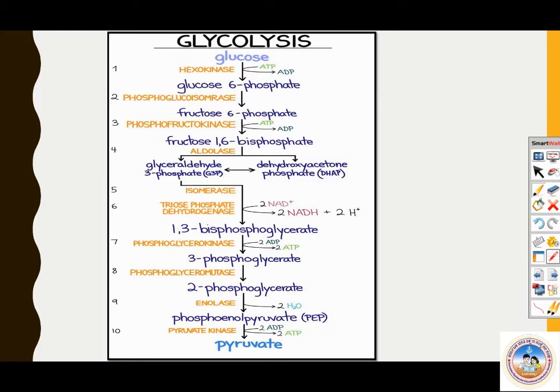These two are reversible. In the presence of a particular triose phosphate dehydrogenase, 1,3-bisphosphoglycerate was formed, where 2 NAD got reduced to 2 NADH, and 2 H plus got produced. Again, 1,3-bisphosphoglycerate got converted into 3-phosphoglycerate, where ADP is getting converted into ATP. So one phosphate is being added and ATP energy is being released. Am I clear to you?